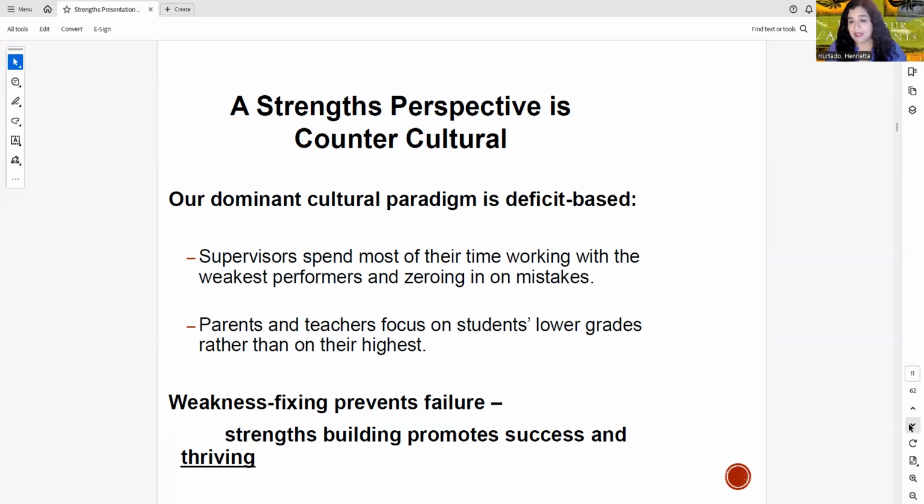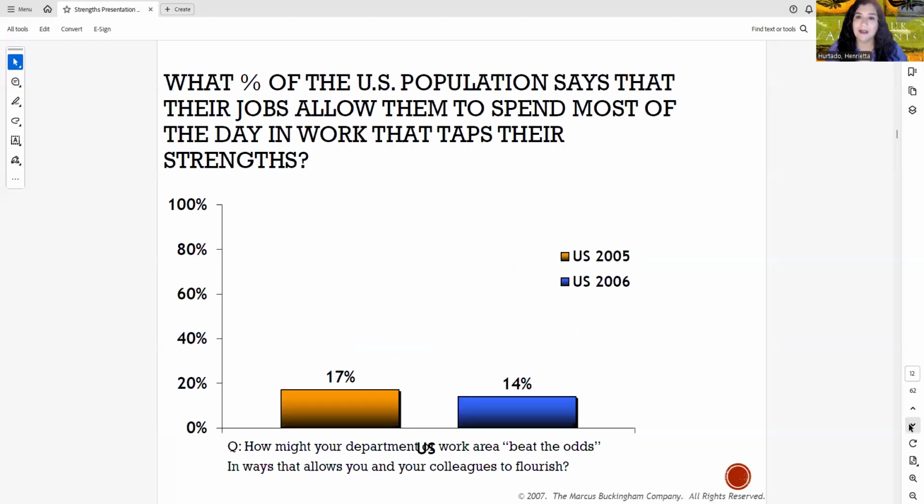Focusing on weaknesses means basically fixing or preventing the failure. Strengths building promotes success and thriving instead. So the percentage of the US population that says that their job allows them to spend most of their day in work that taps their strengths is actually not very high. This research is a bit old, but it gives you an example of the fact that this percentage is lower, and the strengths perspective instead could improve or make that change.